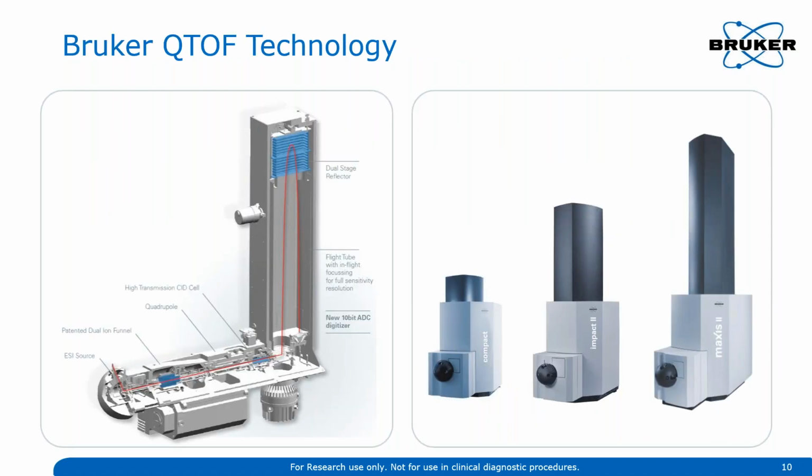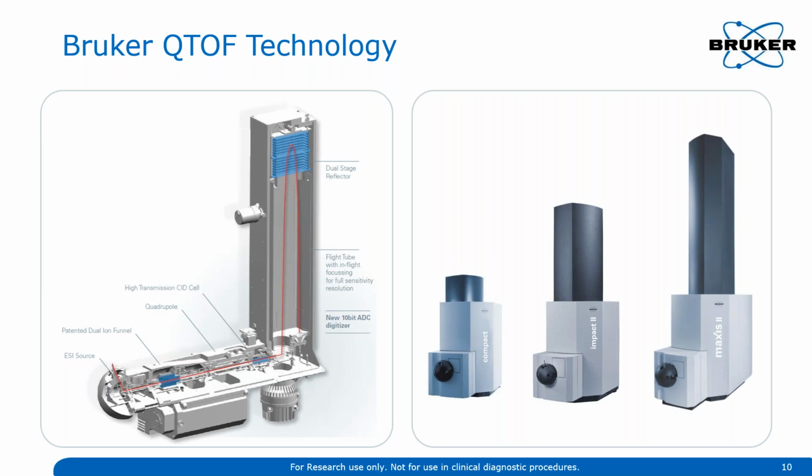The TargetScreener solution is built on the Bruker QTOF technology. On the right here, you can see 3 different instrument models that can be used with the TargetScreener solution. From left to right, it's Compact, Impact 2, and Maxis 2. These instruments share the same platform, but have different resolution and somewhat different mass accuracy. So Compact provides resolution of 30,000, 60,000 for Impact 2, and 80,000 for Maxis 2.